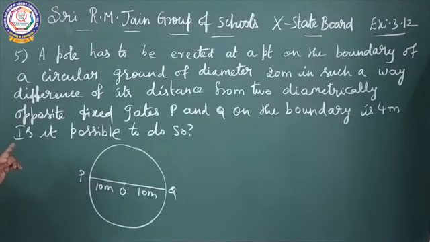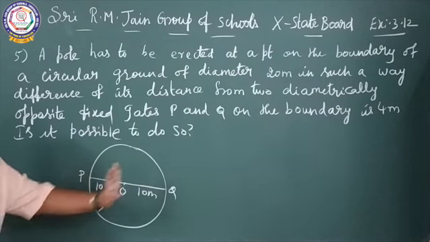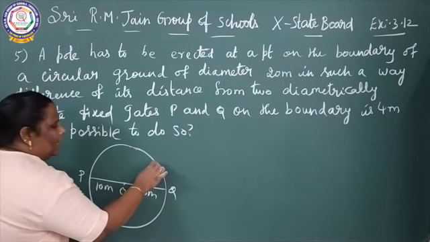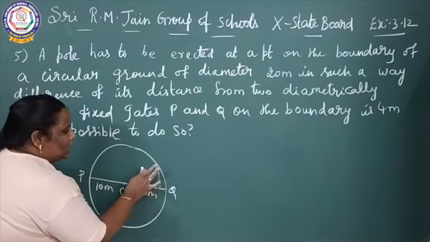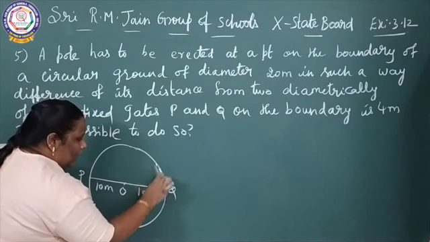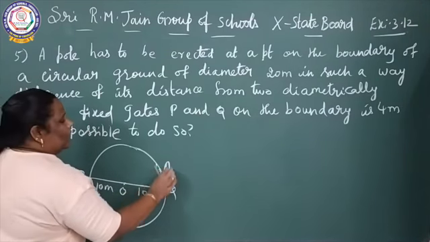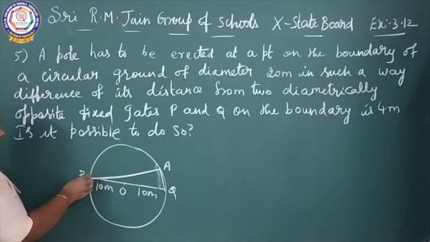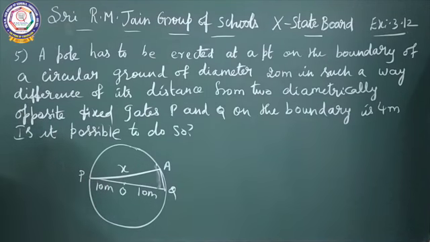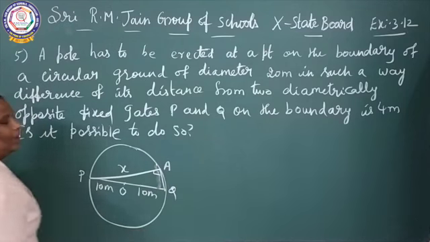In such a way that the difference of its distance from two diametrically opposite fixed gates. These two gates are fixed, and I can mark the erect position. I can take this point as A, and this value is X. Erect position means it should be at 90 degrees.